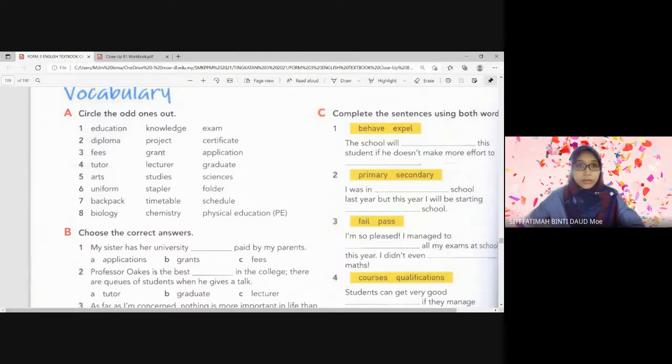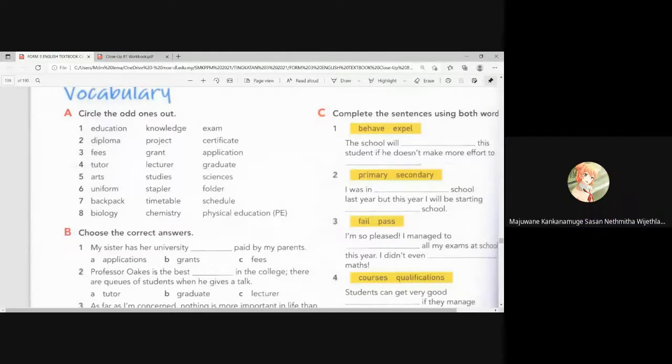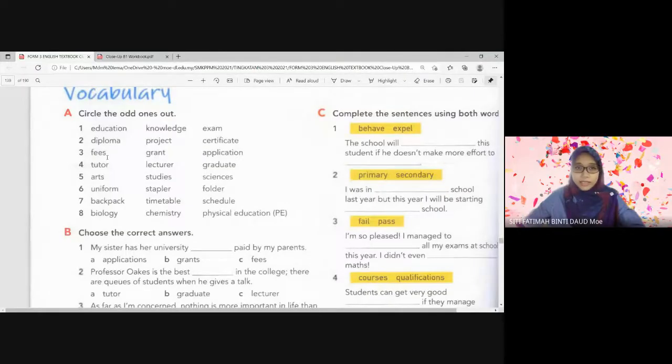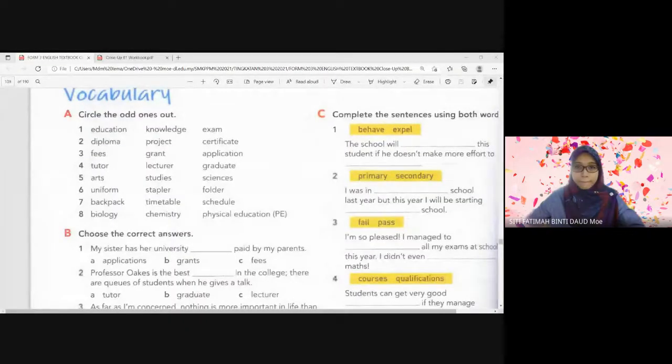So between these three, which one is the odd one? Grant. Grant is money, fees is money. Which one is not related to money? Application. Very good. Amira, application. All right, next, tutor, lecturer, and graduate.